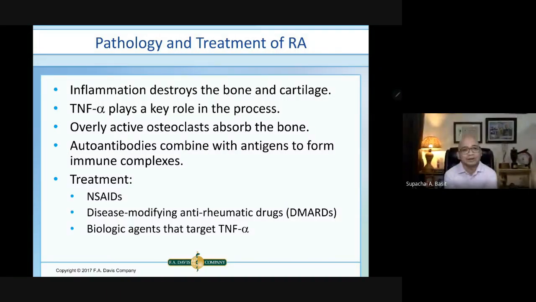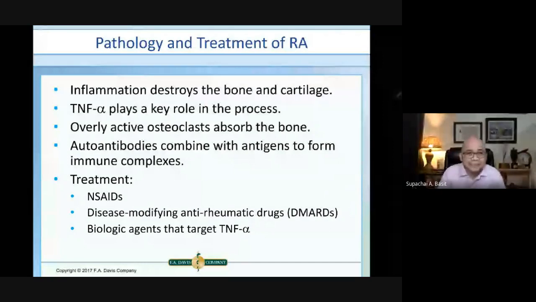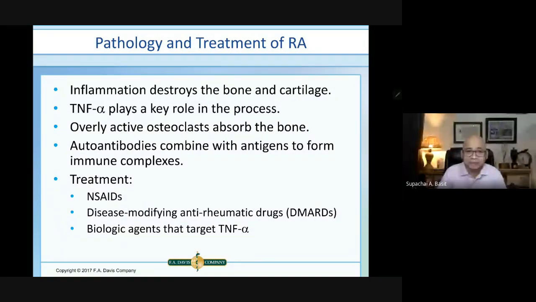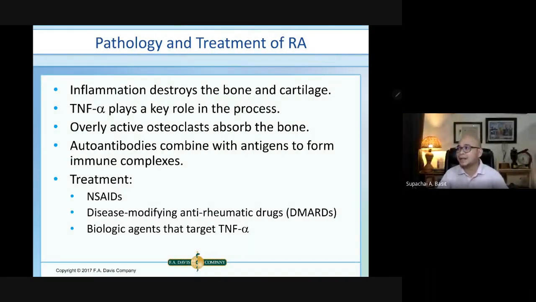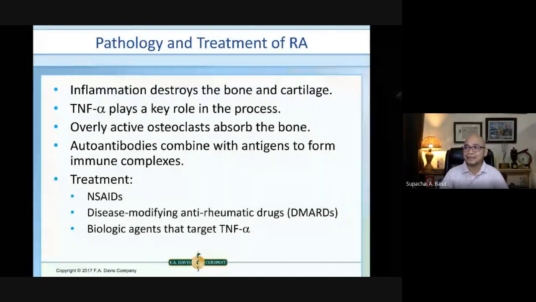So the pathology and treatment. There is inflammation, and inflammation destroys the bone and cartilage. The alpha tumor necrosis factor plays a key role in the process. The reason why they play a key role is that they can actually overly activate osteoclasts, which will absorb the bone. So autoantibodies combine with antigen to form the immune complex.